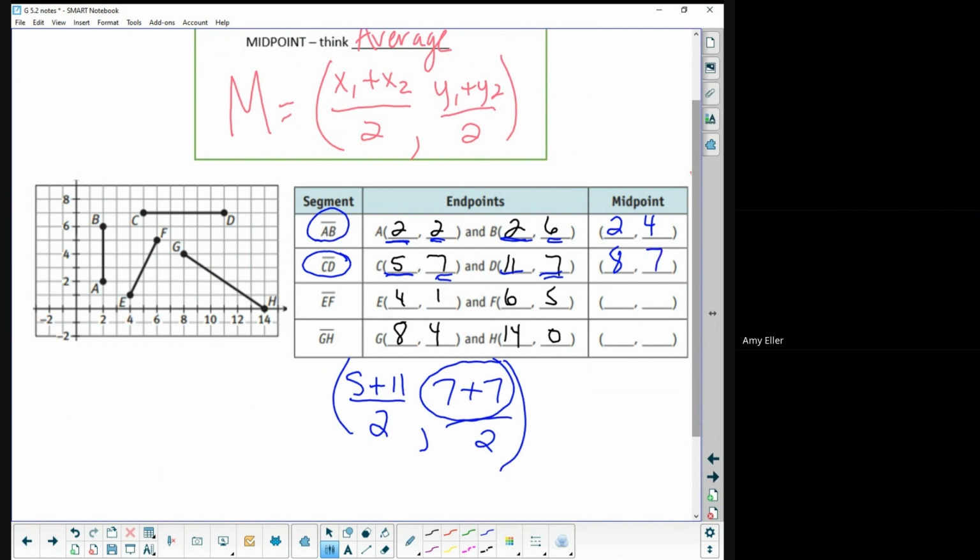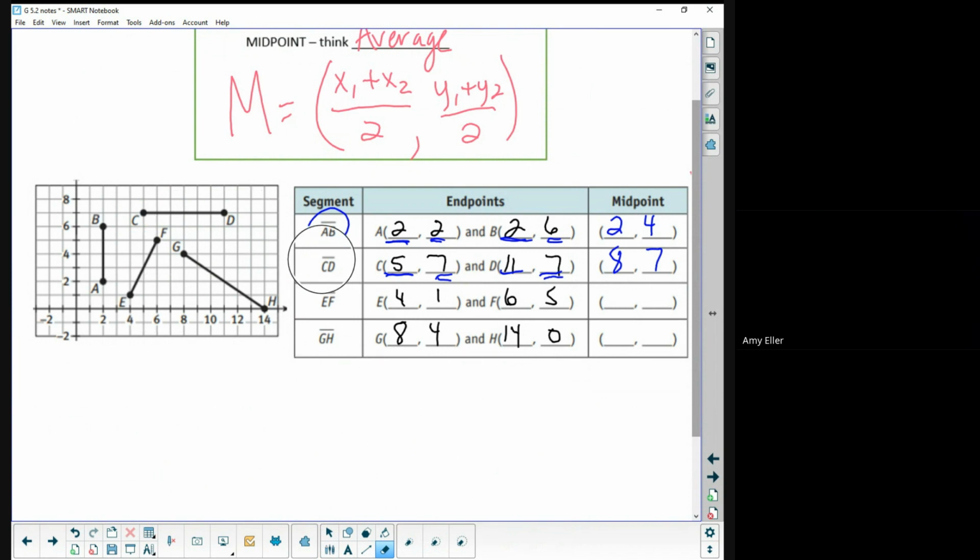Let's plot that point and see if it seems like a reasonable midpoint. 8, 7. That looks exactly like the middle of CD. Okay, so we want to use the formula so that we get the exact answer. And you're not always given a graph, so we can't always just look at it and pick the middle point. Go ahead and use these 2 points for EF. Add the x's, divide by 2. Add the y's, divide by 2. Write down your point as I do it myself.